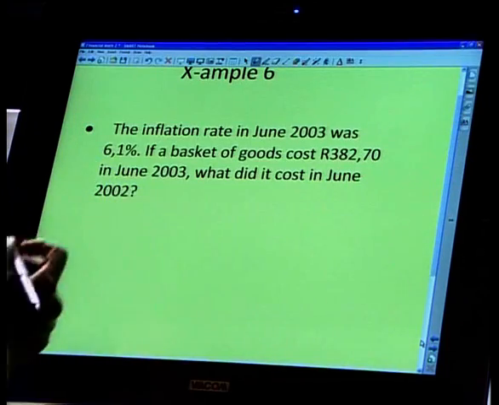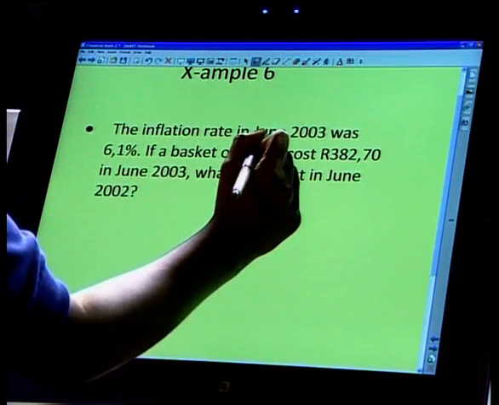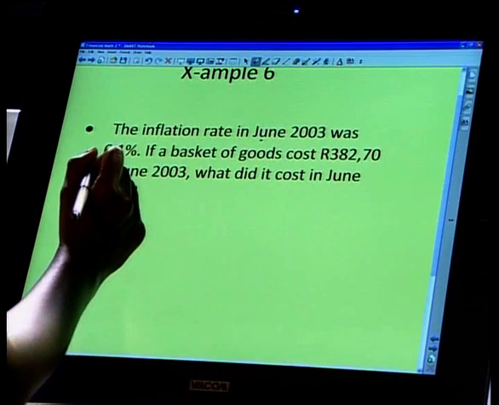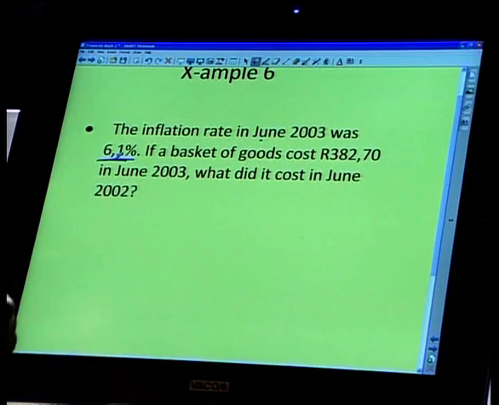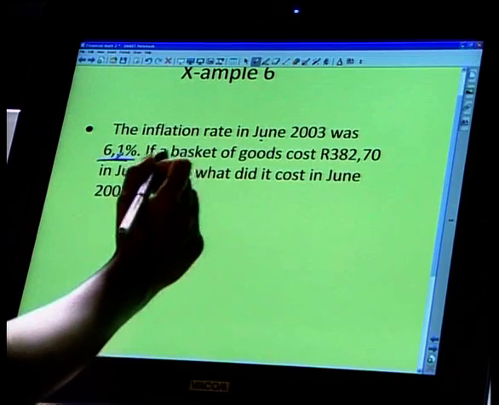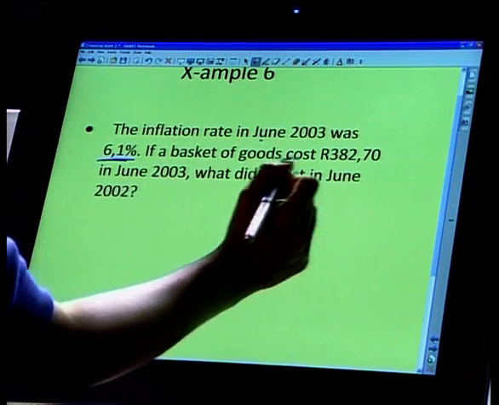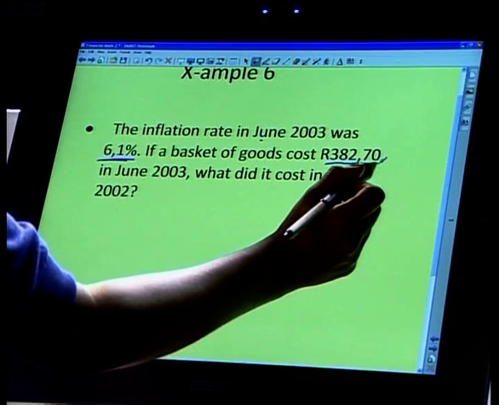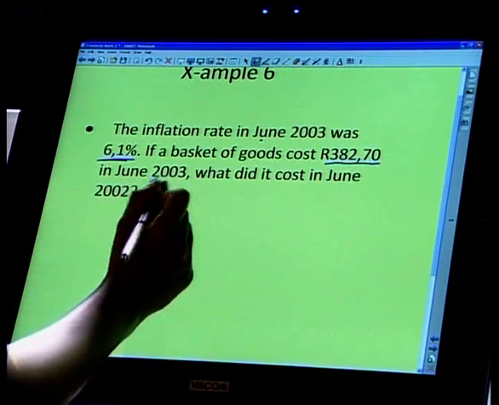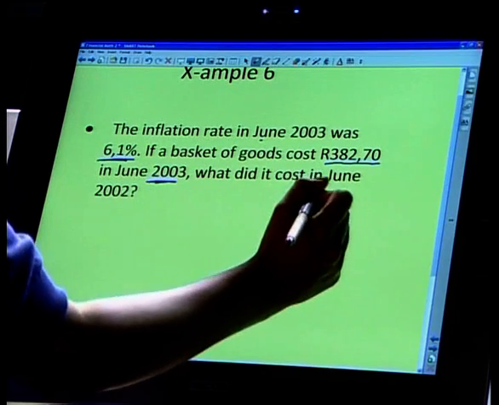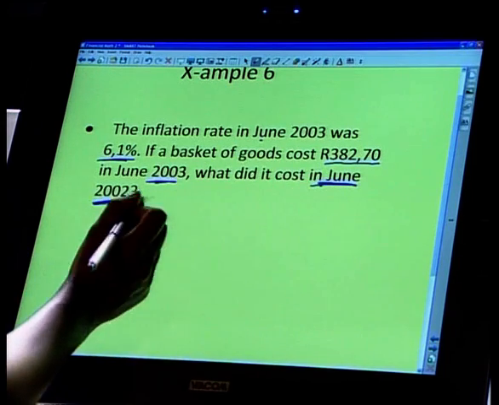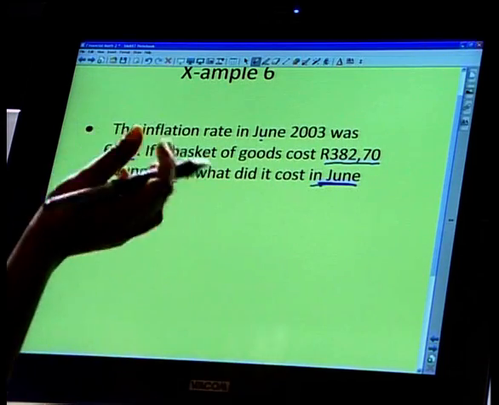So let's move on to example 6. Here we are told that the inflation rate in June 2003 was 6.1%. If a basket of goods cost 382 Rand and 70 cents in June 2003, what did it cost in June 2002? So here they want you to go backwards. They're giving you the inflation rate in June 2003.